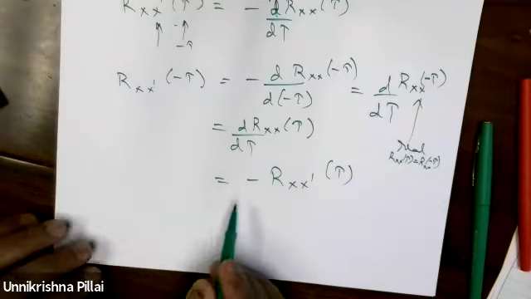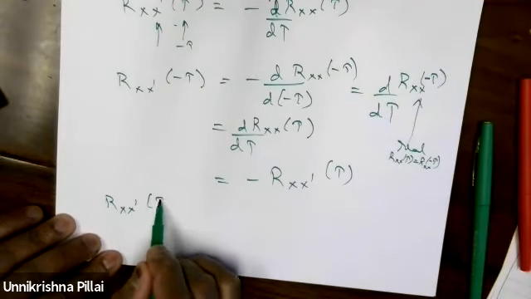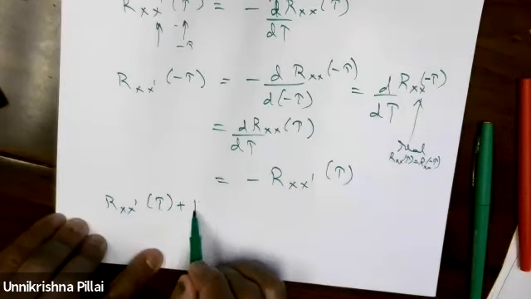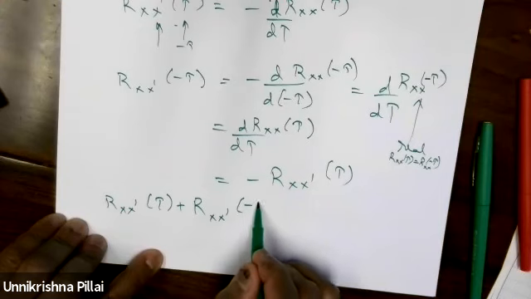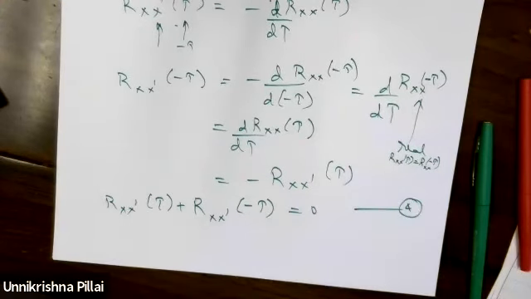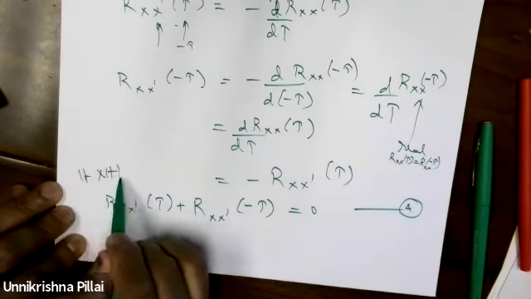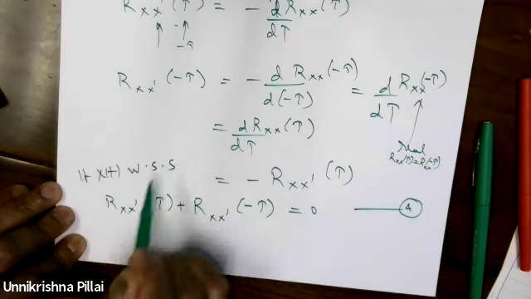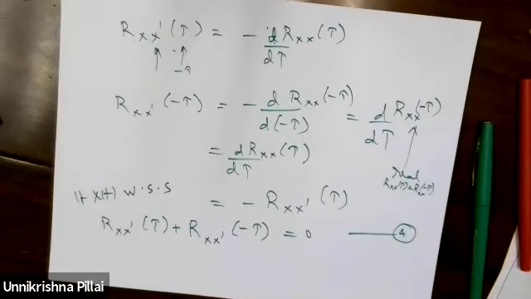So now you bring it to the other side, and we have this equation. For any wide sense stationary process, the cross-correlation function satisfies this equation. So this is true if x of t is wide sense stationary. Any questions? I hope I haven't gone too fast.